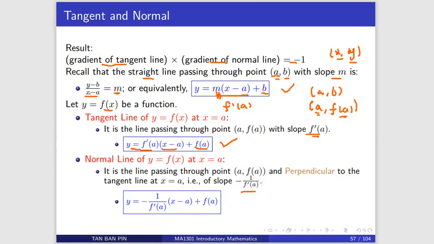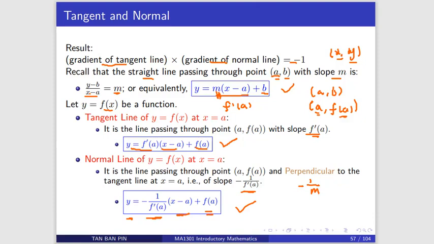And the equation of the normal line will be just y = -1/f'(a) (x - a) + f(a). The gradient of the normal is, remember, -1 over m. So it's -1 over f'(a). So we can also take this as a formula to find the equation of the normal line. You just consider y = -1/f'(a) times (x - a) + f(a).